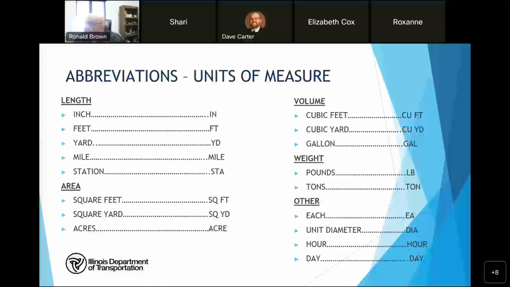And some of your other measurements you may run into each item, which would be unit of measurement. If it's a quantity based on one each, or you'll list the number and then each designation. Unit diameter, hour, or even a daily calculation.